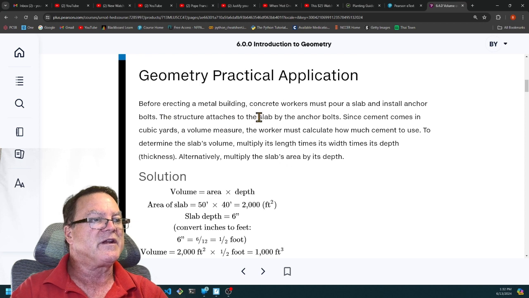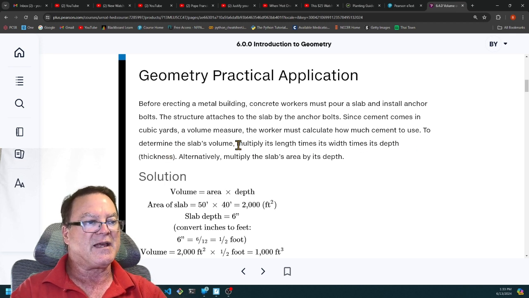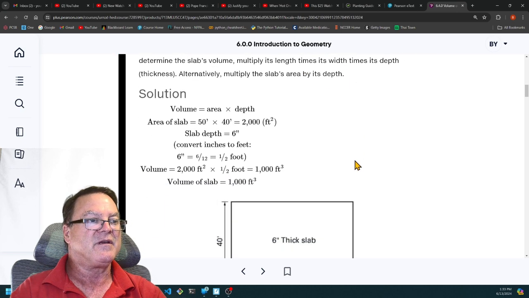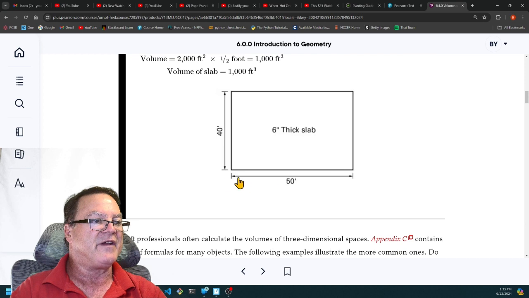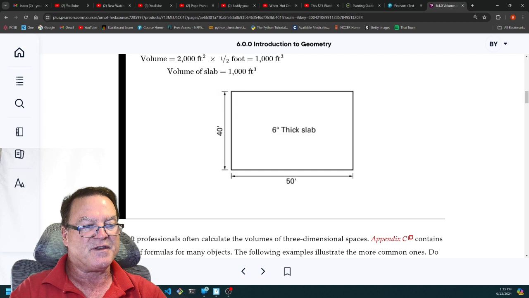There you go. So it says, before erecting a metal building, concrete workers must pour a slab and install anchor bolts. The structure attaches to the slab by the anchor bolts. Since cement comes in cubic yards of volume measure, the worker must calculate how much cement to use. To determine the slab's volume, multiply its length times its width times its depth. So alternately, multiply the slab's area by its depth. And here we have a 50 feet by 40 foot slab by 6 inches thick.